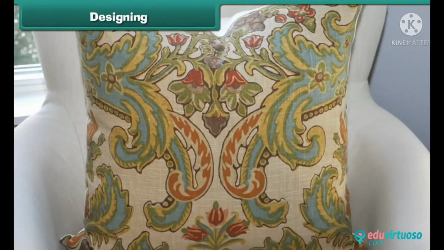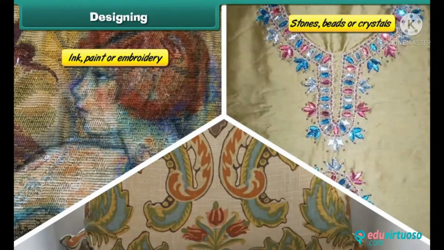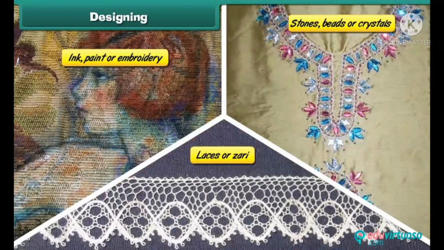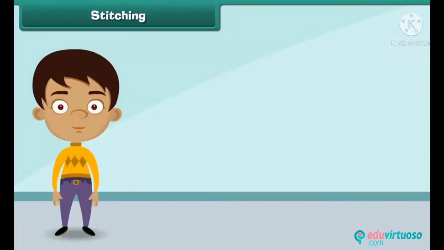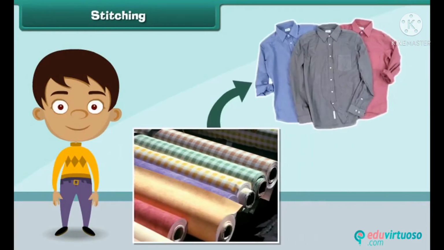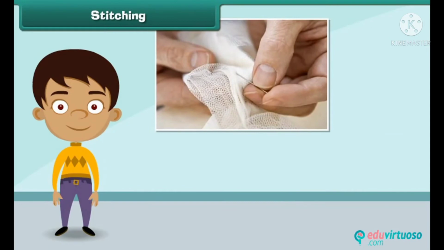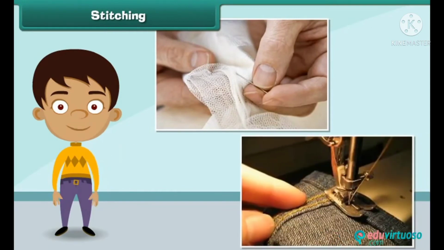Designing. The beauty of a fabric can be enhanced by making patterns on it through the process of designing. Fabrics can be designed with the help of ink, paint or embroidery, stones, beads or crystals, laces or zari. Stitching. Stitching is the process by which fabrics are converted into clothes. It involves sewing a fabric with needle and thread. In olden days, stitching was done with hands, but nowadays stitching is done with machines.